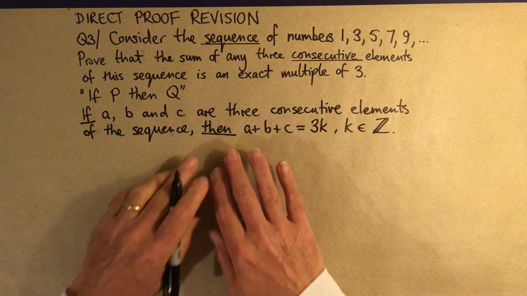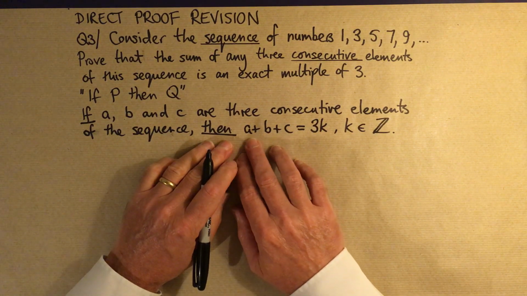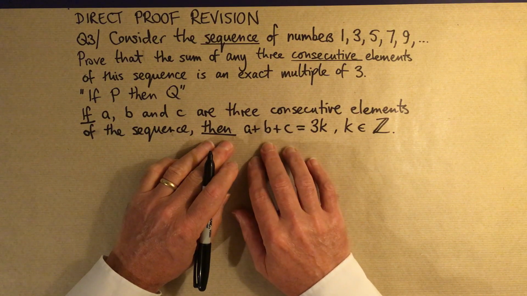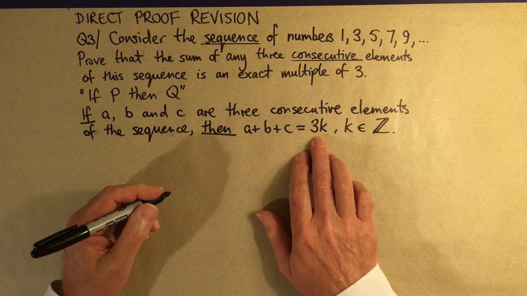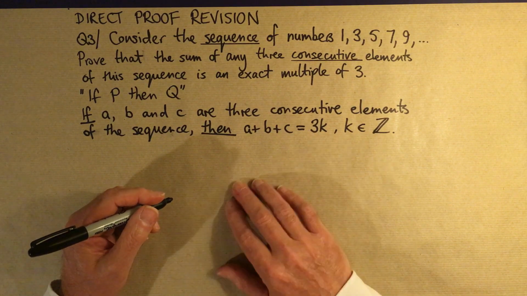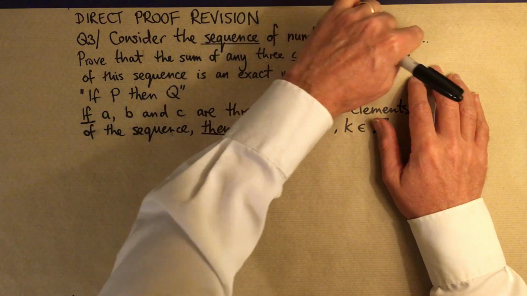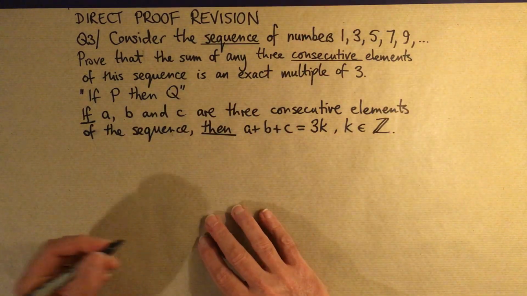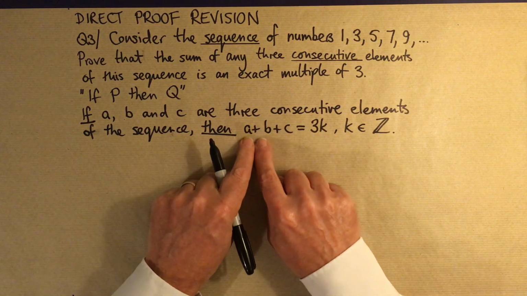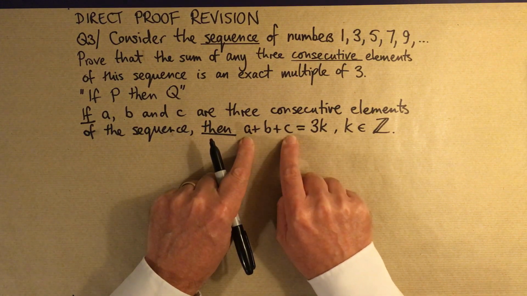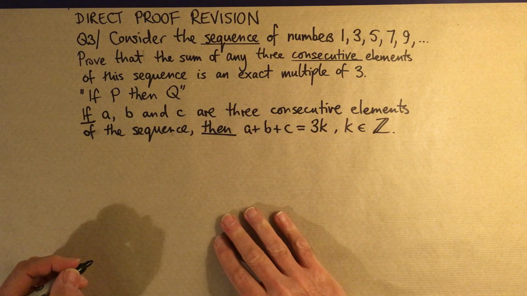Okay, how do we go about this? Well, we can't go about it at the moment because we don't know the form of A, B and C. Clearly, if A, B and C are just 3 random numbers, they won't necessarily be equal to 3 times k. But they're not 3 random numbers, they're 3 consecutive elements of this sequence. So what we need to do is use the form of A, B and C to prove that this is the case. So what form do they have?